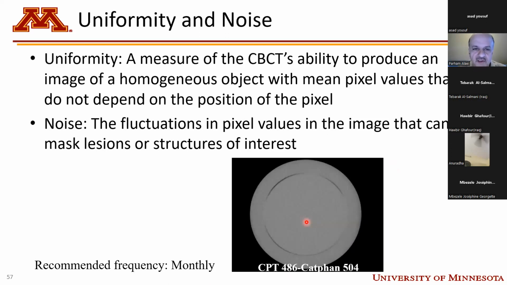Uniformity and noise. Again, uniformity is a measure of the cone beam CT's ability to produce a uniform, homogeneous image in different regions of a phantom, and the noise is fluctuation in pixel values. We have a homogeneous section in this phantom. You drop circles in it, and you look at the average and the standard deviation to assess that.